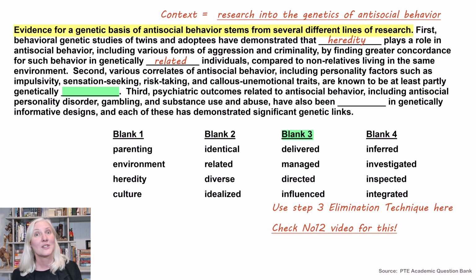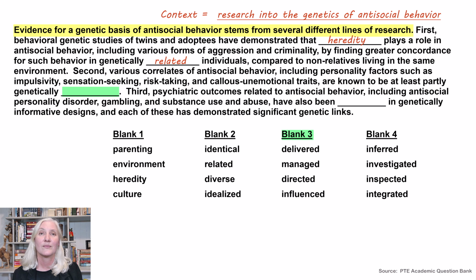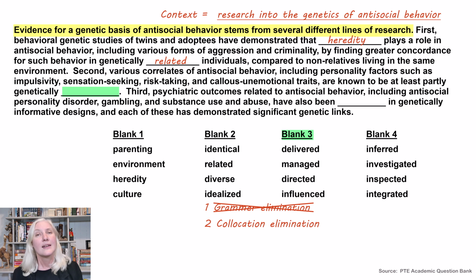So let's do step 3, grammar and collocation elimination. Now, we cannot eliminate with grammar for this particular question because every answer has the same grammar. But we can eliminate based on collocation. That is, words that usually go together. Now, the only collocation here is genetically influenced. None of the other words usually go together. So the answer is influenced.